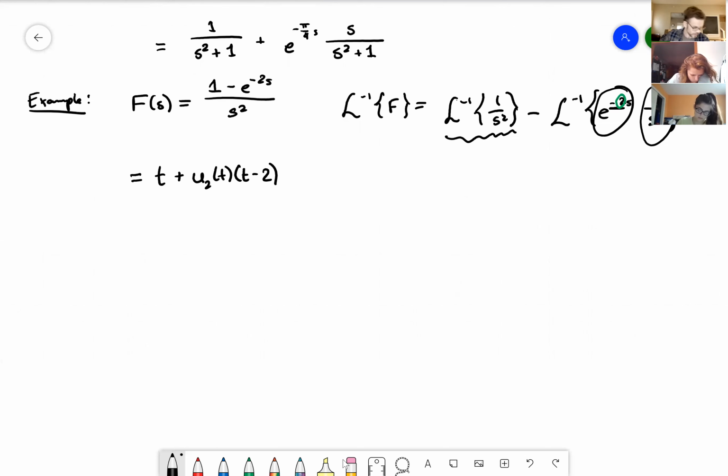Now we can actually apply a shifting to the Laplace transform as well. So not just the original function, but the Laplace transform function as well. Okay, but we rushed through those two examples.